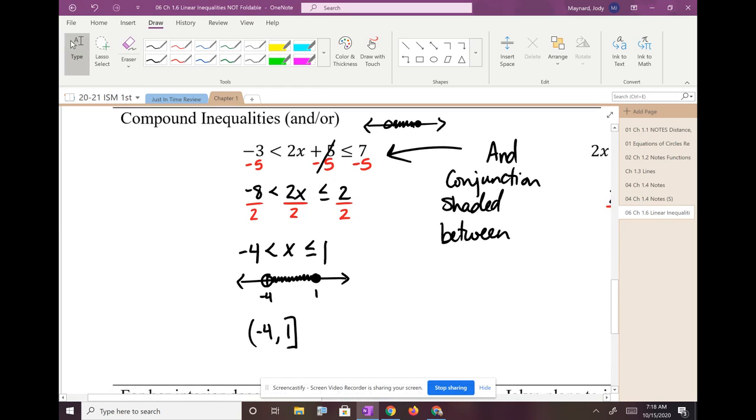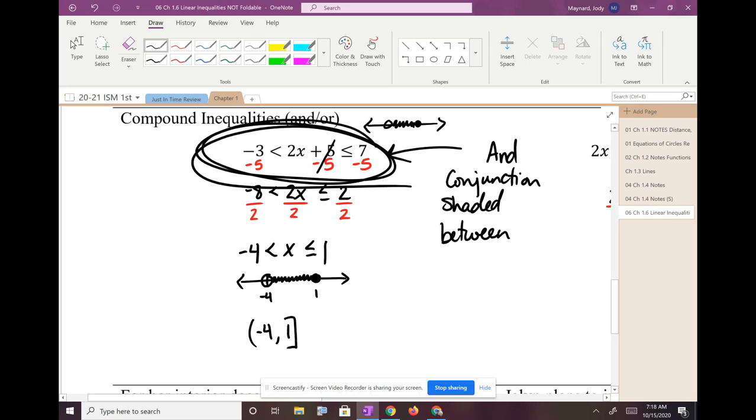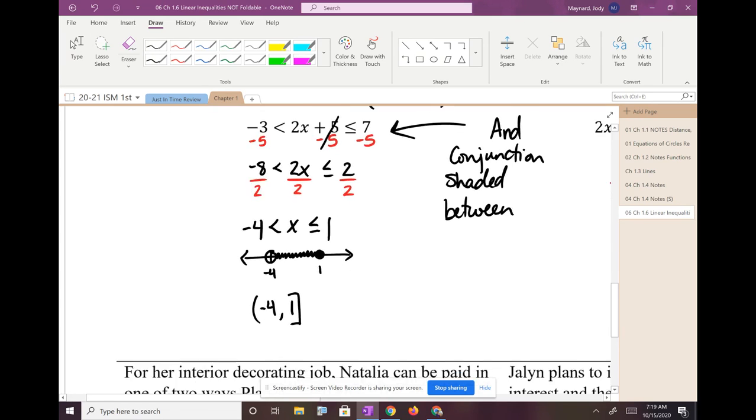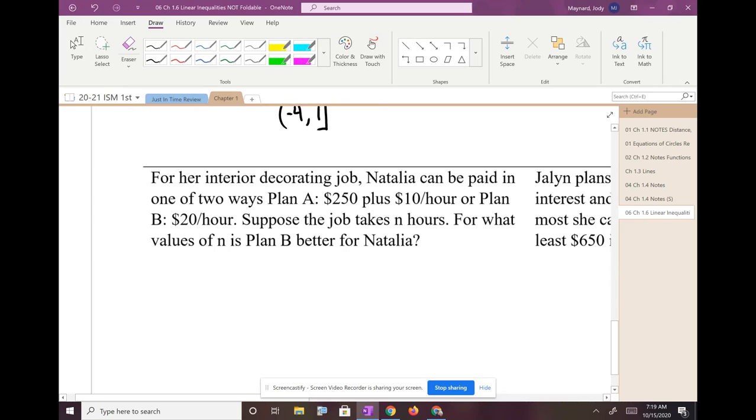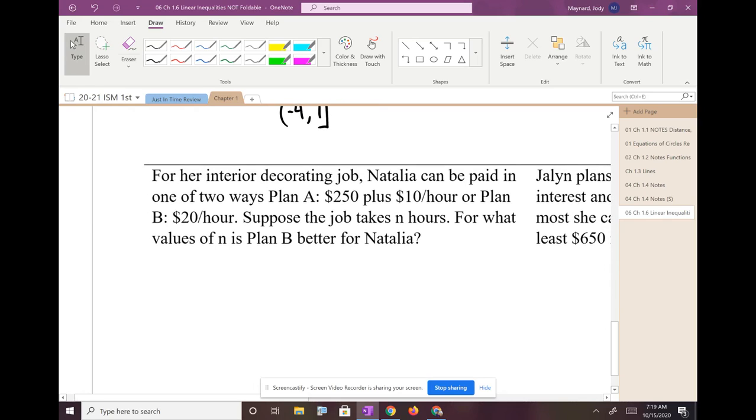Same thing with this one. If I pick a number between -4 and 1, it would satisfy this inequality at the very beginning. So this is the solution set of my answers. I can pick anywhere between -4 and 1. Okay, let's move on to our application problems.